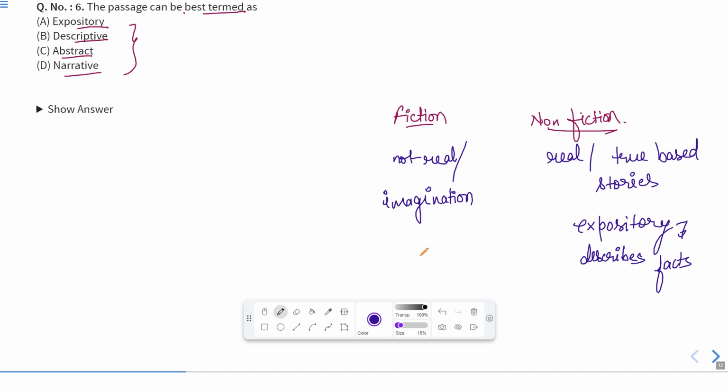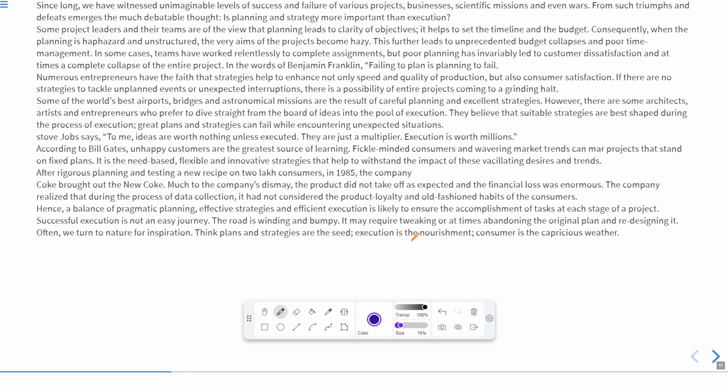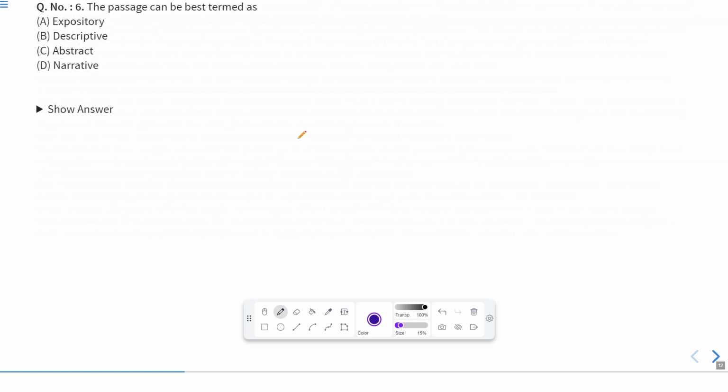So according to this, as we have seen in this story, we have talked about some facts about execution and planning. The author is not actually writing the story of someone. In fact, he is drawing some facts about strategy and planning only. So this passage is expository in nature because it is describing the facts, how you can compare the strategy and execution. So the correct answer is A, that this entire passage is expository. Now let us move to the next one.